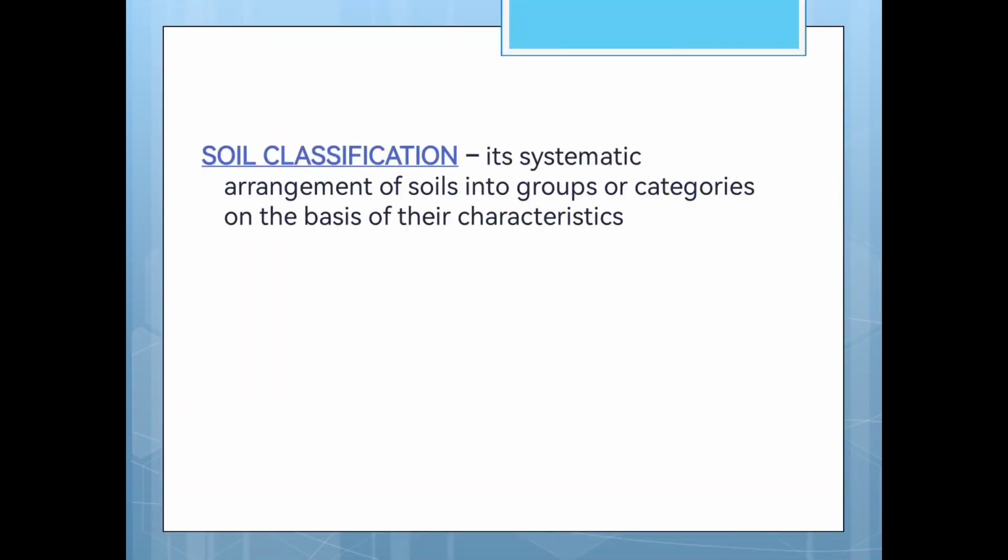Now, what is classification? Soil classification is the systematic arrangement of soils into groups or categories on the basis of their characteristics. So, classify natin yung lupa based dun sa kanyang characteristics. So, meron siyang hierarchy.